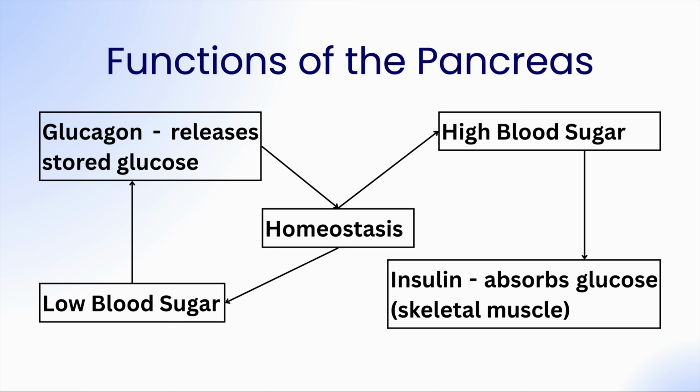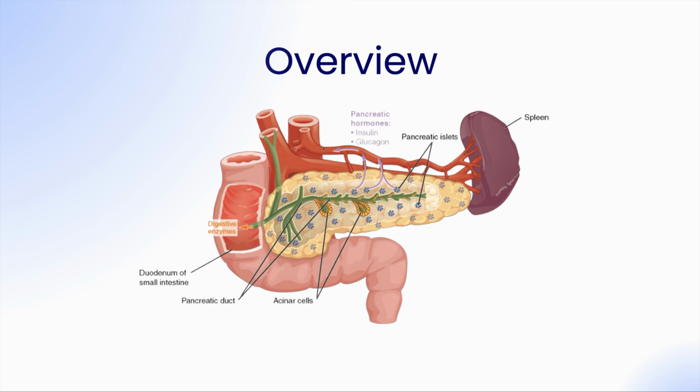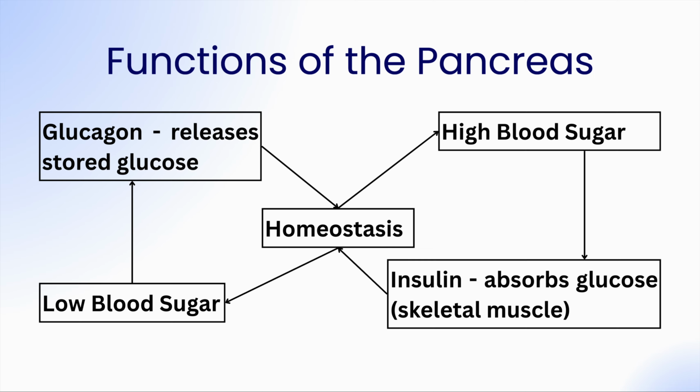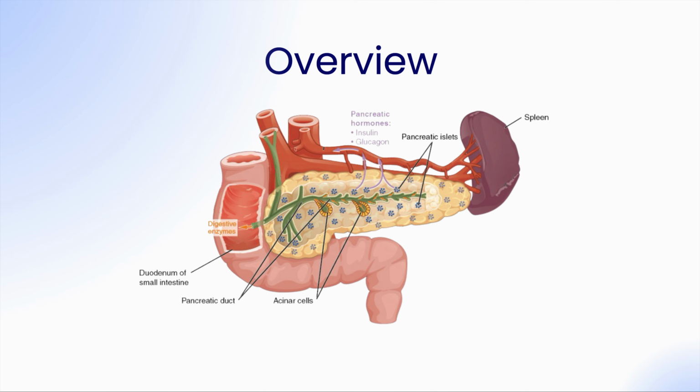which tells our skeletal muscles to absorb the excess glucose that is just circulating around in our circulatory system, which in turn lowers the blood sugar in general. And that's how pancreatic enzymes sort of help us regulate our body and help maintain homeostasis.